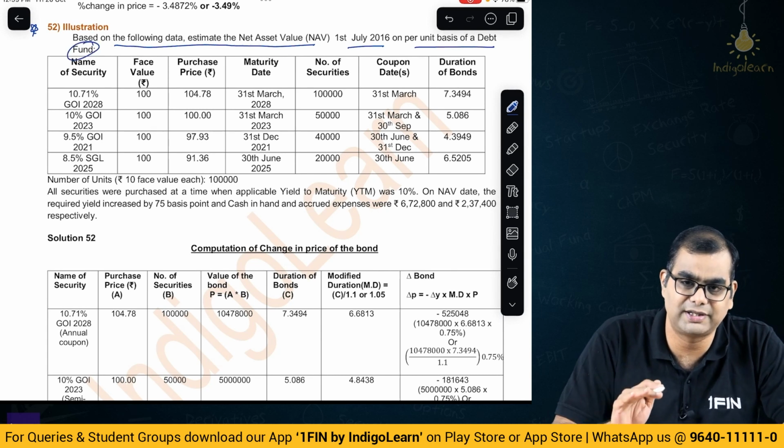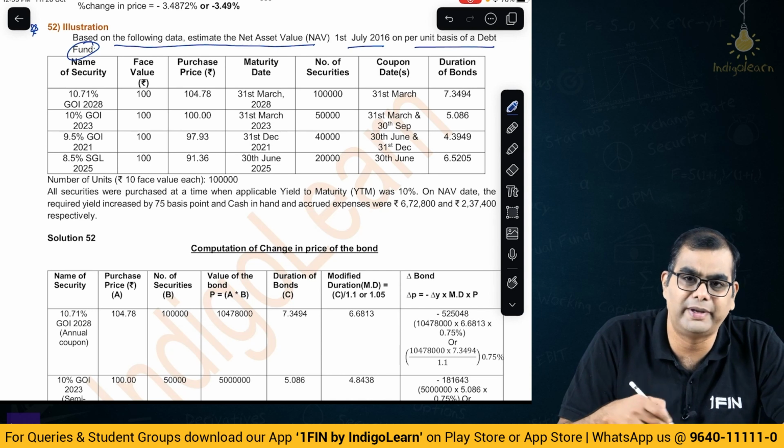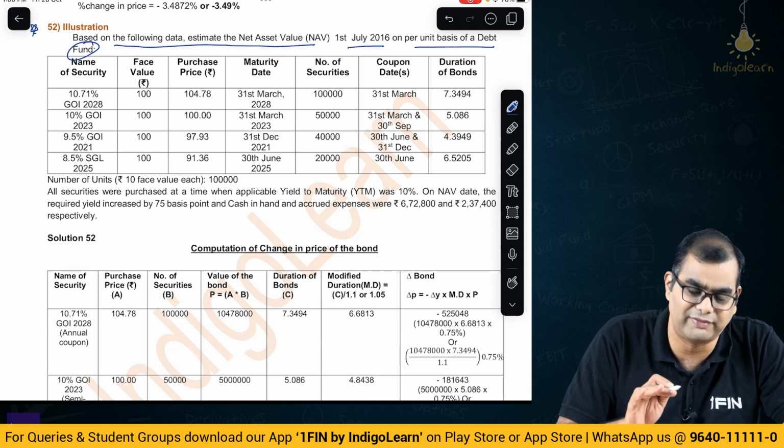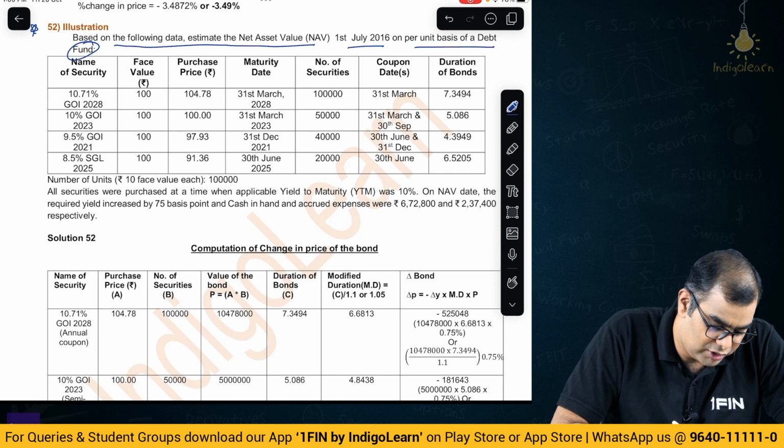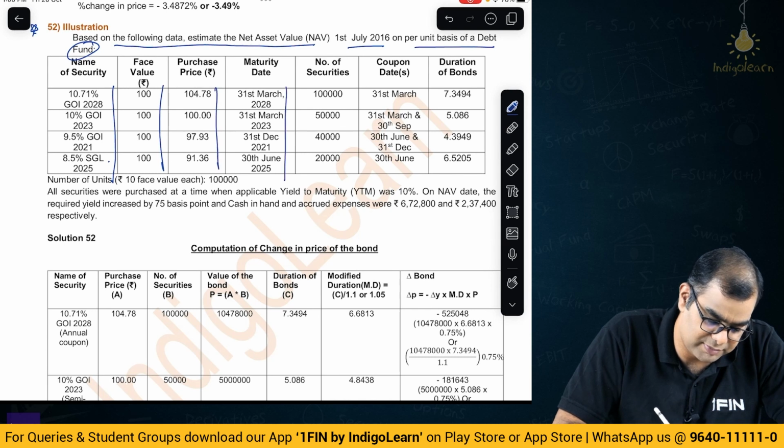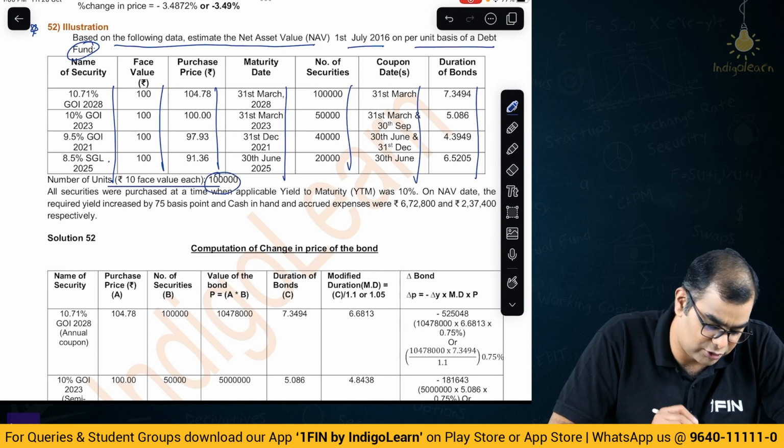If you already revised it, it is no problem, but there is no major fancy thing around the unit value. It is a very simplified thing. These are the assets that this particular mutual fund has: various government securities, face value, purchase price, maturity date, number of securities, coupon dates, duration of the bonds. The number of units is 1 lakh units of 10 rupees each.